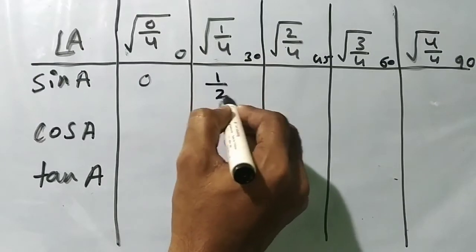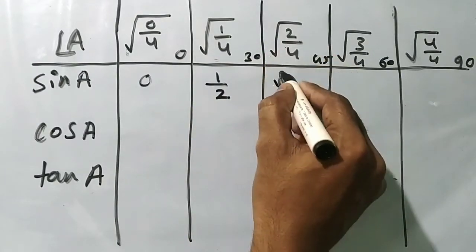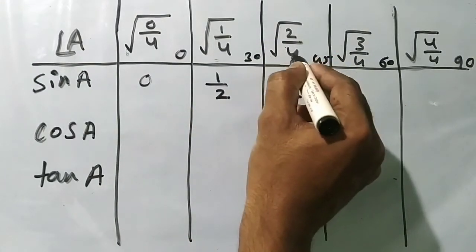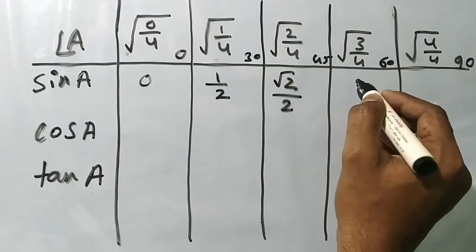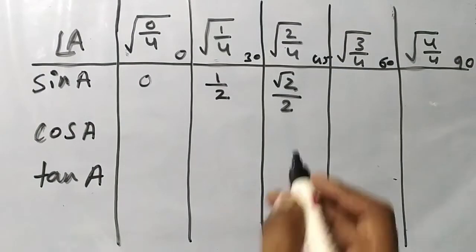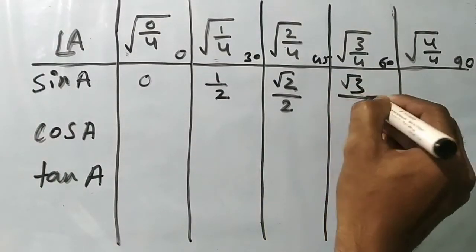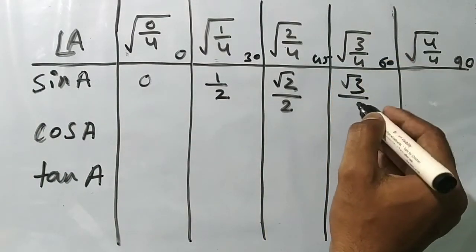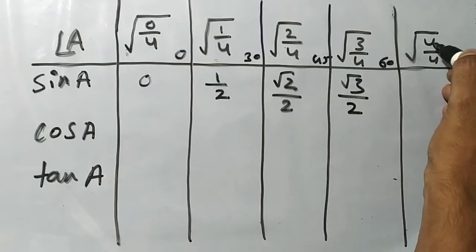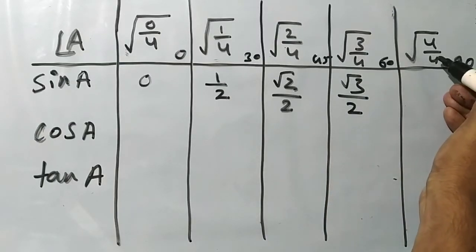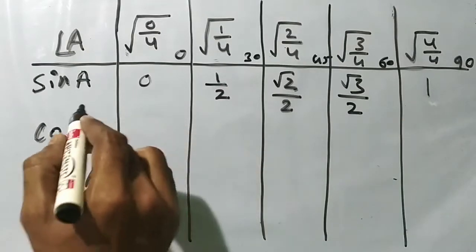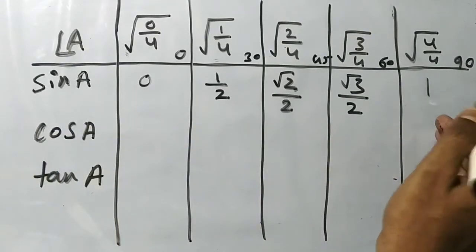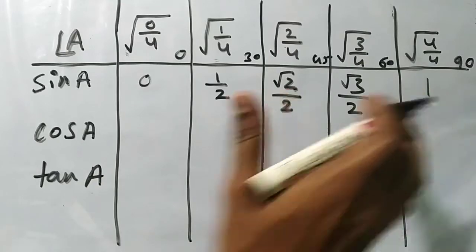So 1 by 2. And here root 2, that is root 2 by under root of 4 is 2. So here root 3 by 2. Here root 3 by under root of 4 is nothing but 2. So root 3 by 2. So 4 by 4 is equal to 1. That is 4 by 4, 1. So root 1 is equal to 1. We got sine values.